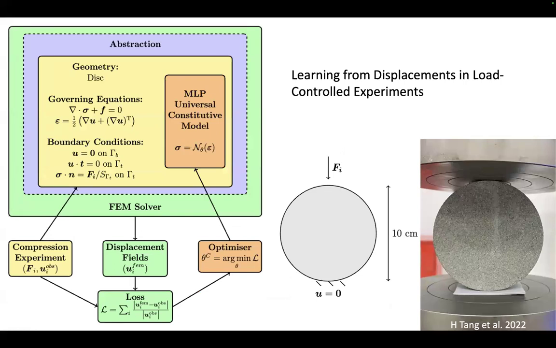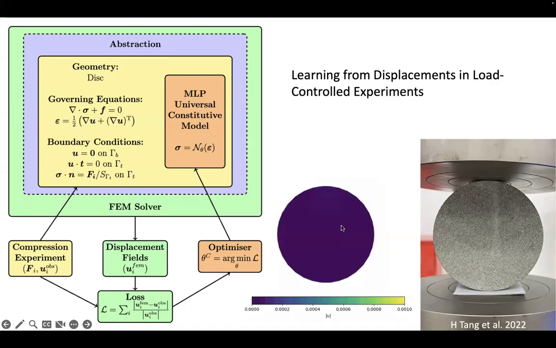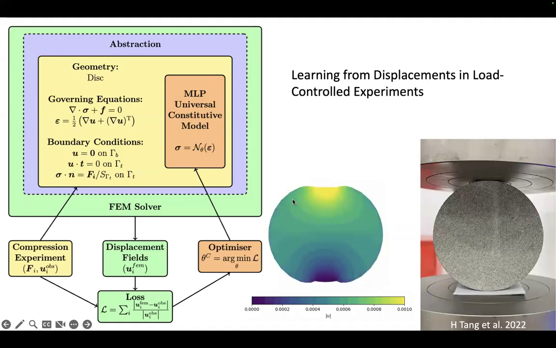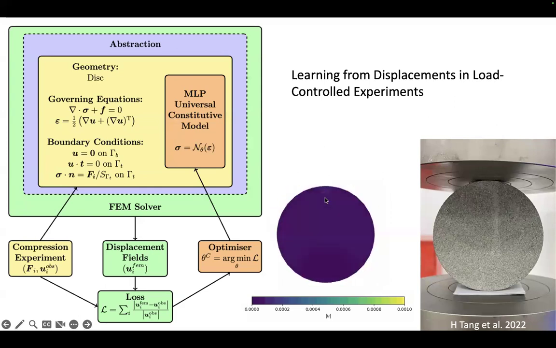Imagine a Brazilian disk test, which is a common test done in rock mechanics to estimate the indirect strength of rocks. In this experiment, we do it in load control. So we apply a load and we measure the displacements. Imagine that you have a digital image correlation technique that you can use to recover the displacement field, so the displacement of all the material points of the sample for each applied load.